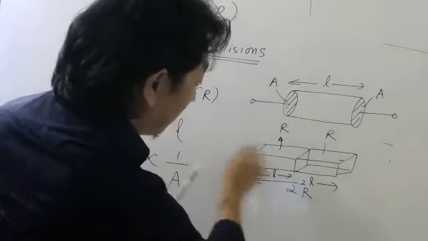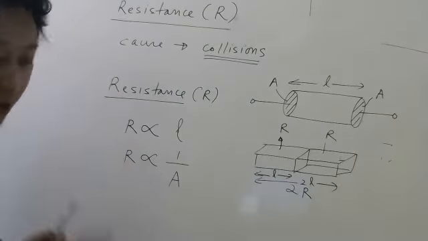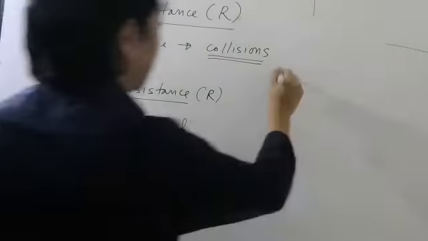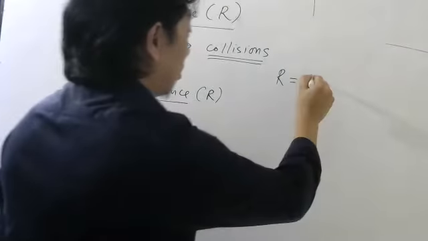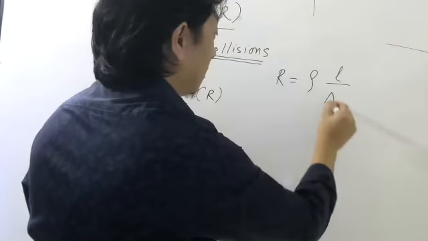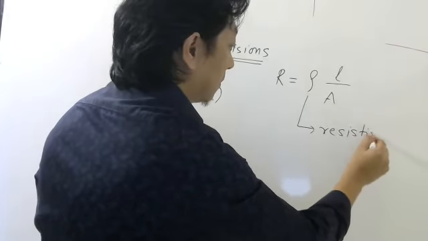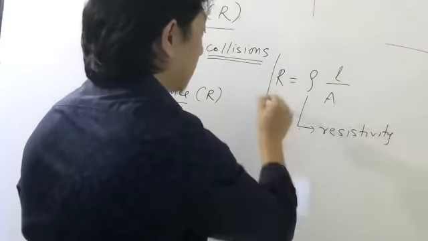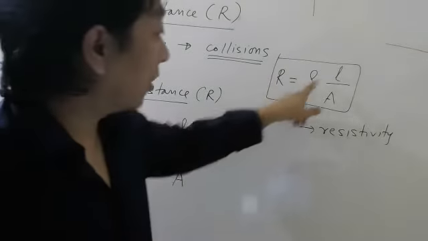And in the same way, you can decrease the area. You can cut this block. And if you decrease the area, the resistance becomes large. Okay. So if I write equal to now, a constant should come, a constant of proportionality. And that constant is called resistivity. So this rho is called resistivity. Okay, so this is the formula for resistance, rho L by A.